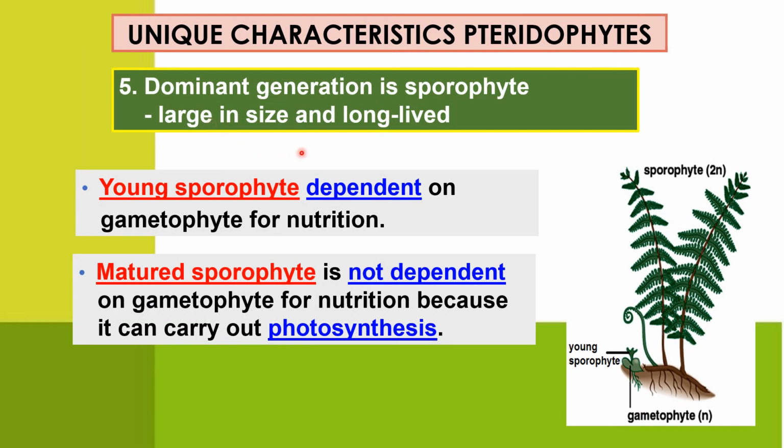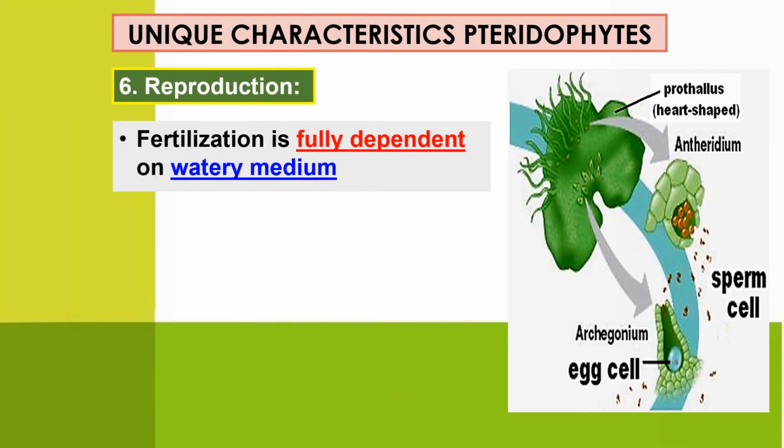The dominant generation for the pteridophyte is sporophyte because the sporophyte is large in size and long-lived. The young sporophyte depends on the gametophyte for nutrients, while the mature sporophyte does not depend on the gametophyte for nutrients because it can carry out photosynthesis. For reproduction of pteridophytes, fertilization fully depends on a watery medium. The flagellated sperm cell swims through water to reach the egg cell for fertilization.